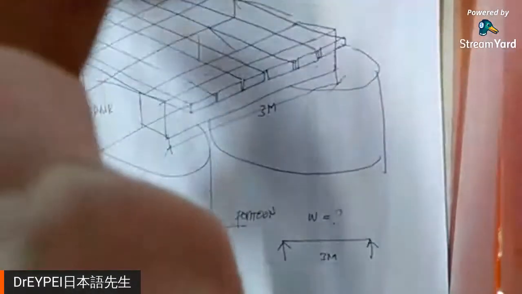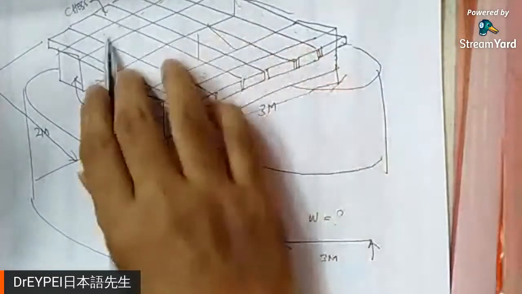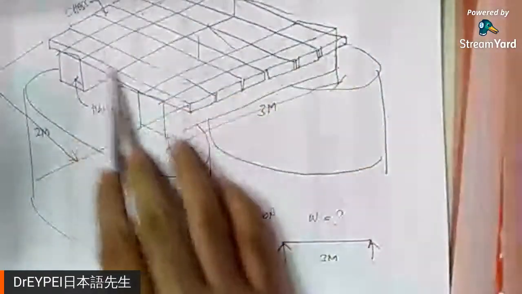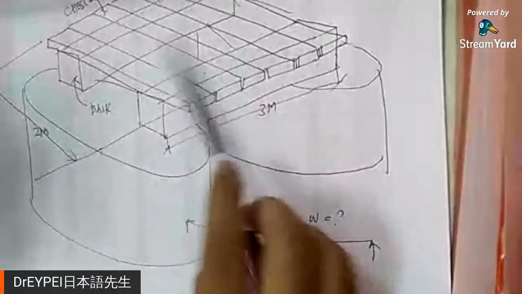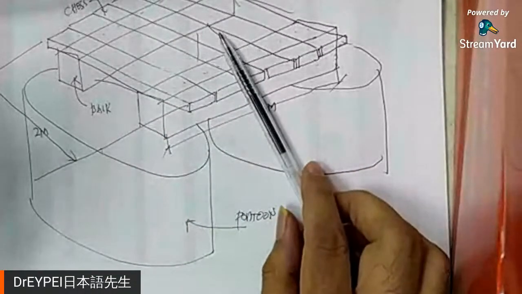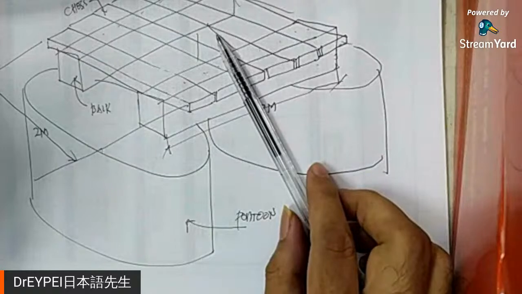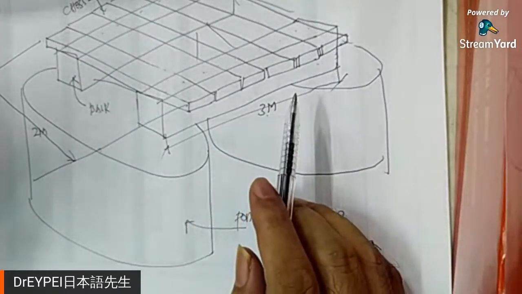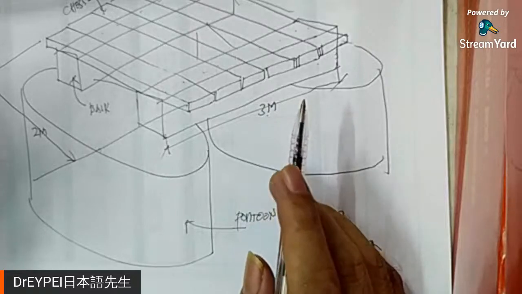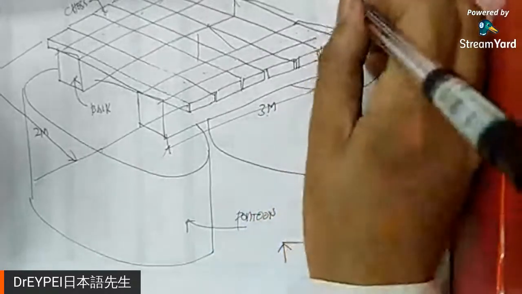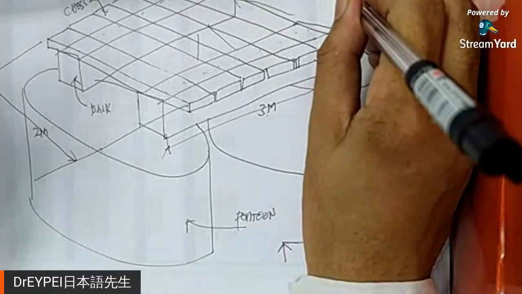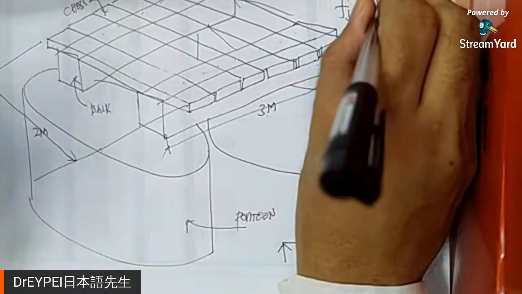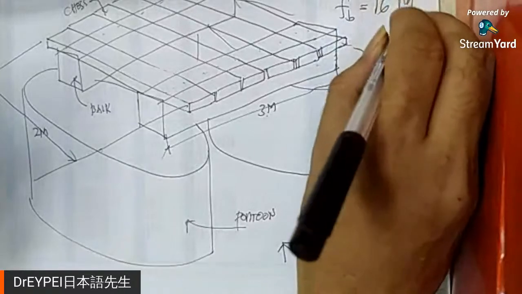So lahat yan, naka-araw yan dyan. Siguro sako ng bigas, siguro buhangin o ano. Yan ang nakalagay dyan. Okay? 8 kPa over the chassis. The chassis has span of 3 meters. The allowable bending stress of wood is given as 16 MPa.